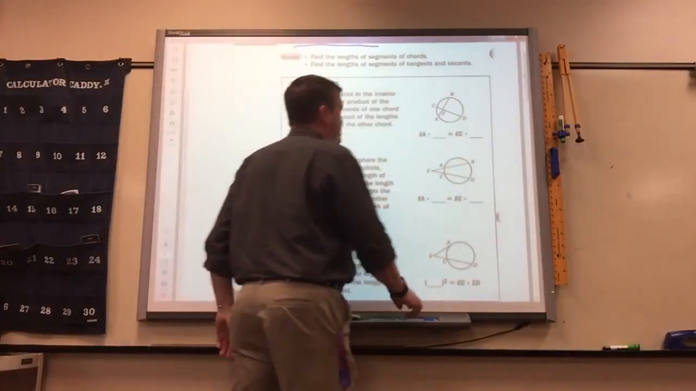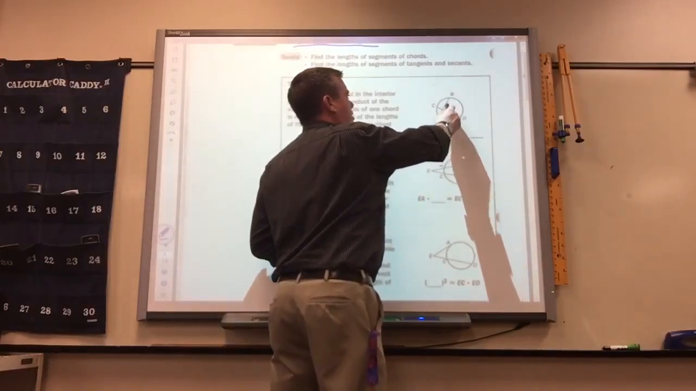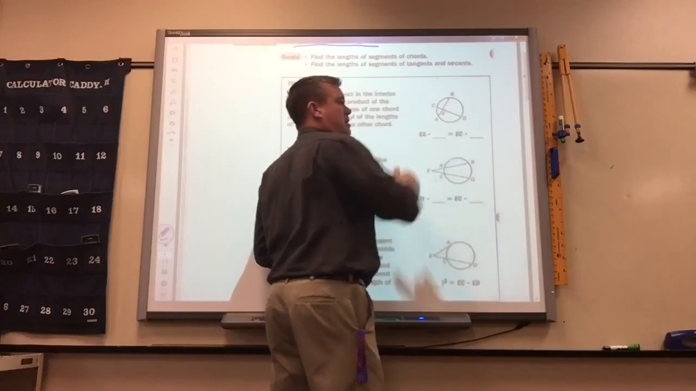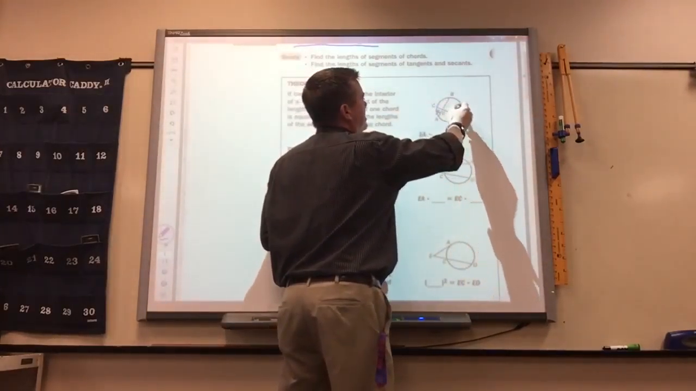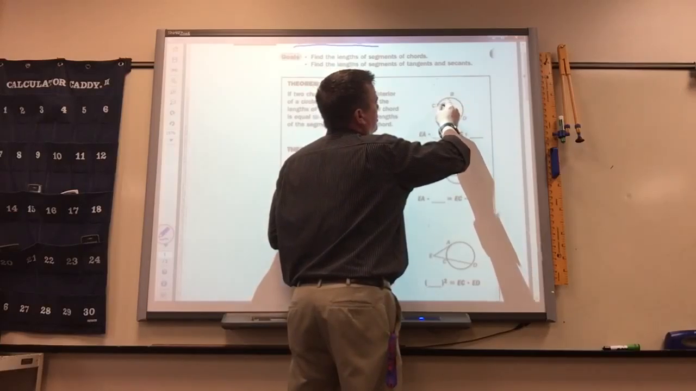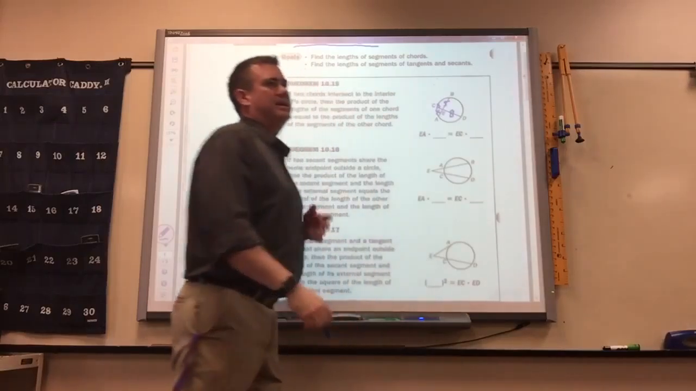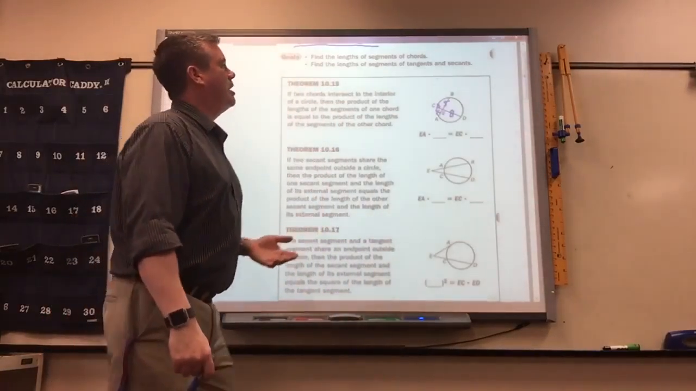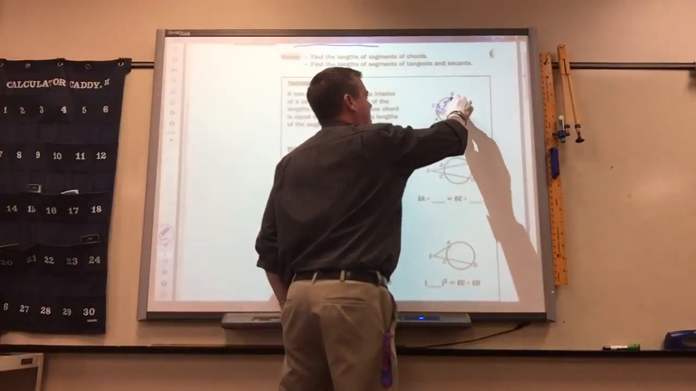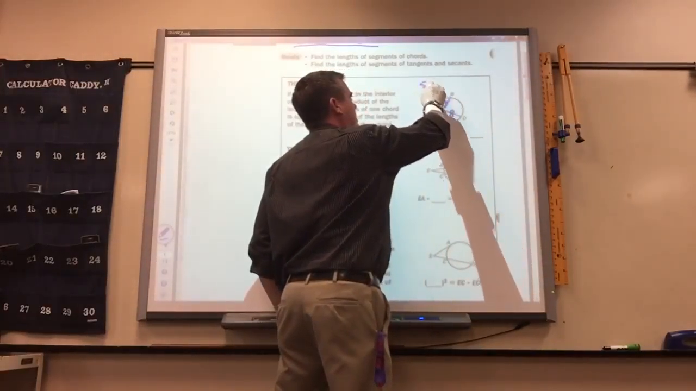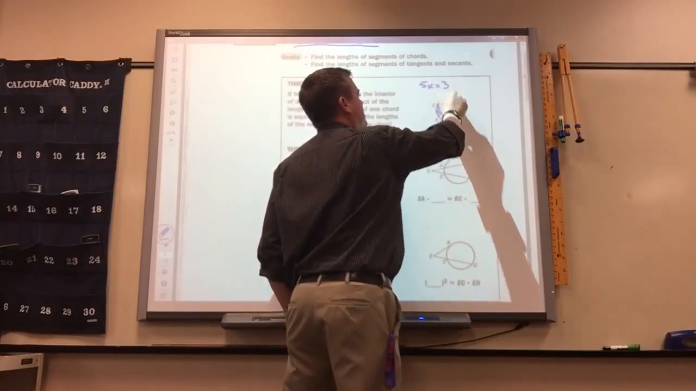So when we're finding segment lengths now, the way this works is this chord and this chord are cut into 4 different pieces. Like if this was X and this was 3, we'll say that's 5 and this is 8. One of them will be missing. You can set up an equation, and the way it works is this piece times the rest of it is going to equal this piece times the rest of it.